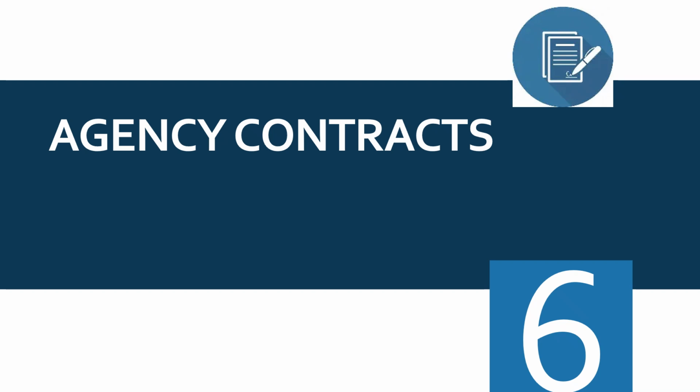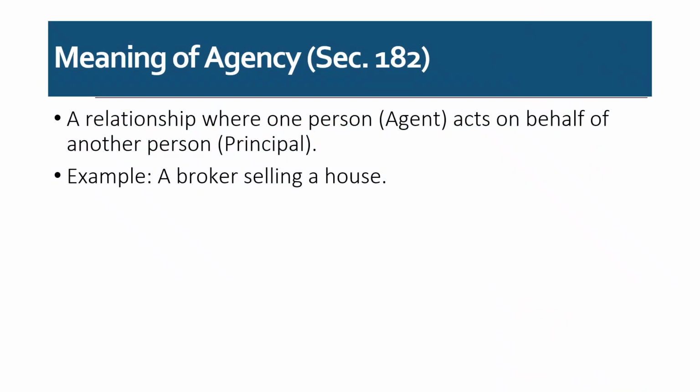Now we move to the final major section of Unit 2, that is contracts of agency. Section 182 defines agency as a relationship where one person, called the agent, is authorized to act on behalf of another person, called the principal. Why? To create a legal relationship with third parties. Meaning whatever the agent does within their authority legally binds the principal.